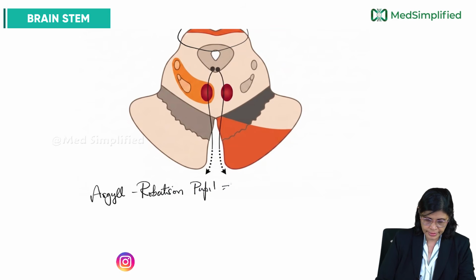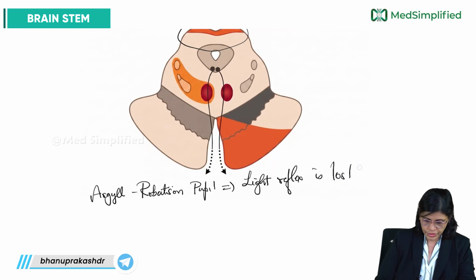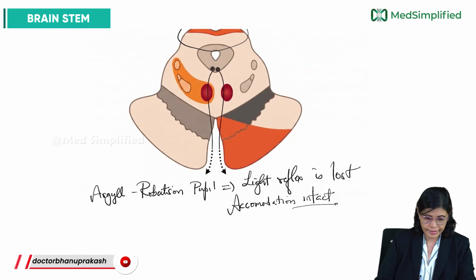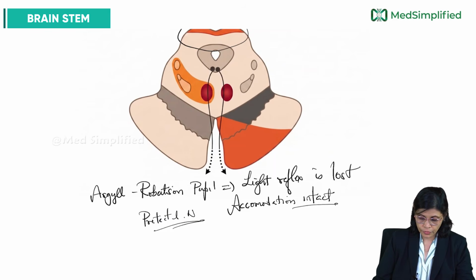It is a clinical condition where the light reflex is lost but accommodation reflex is intact. It occurs because of a lesion in the region of the pretectal nucleus. So this is all about the lesions of the midbrain.